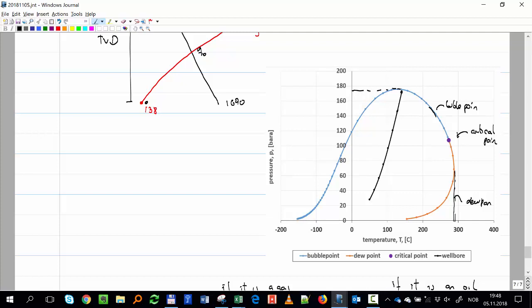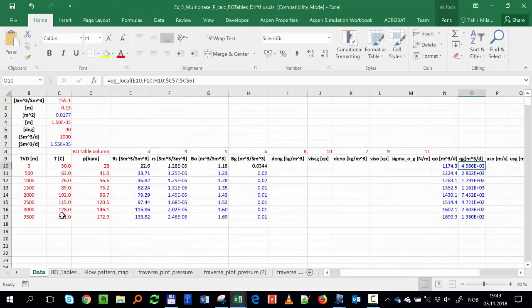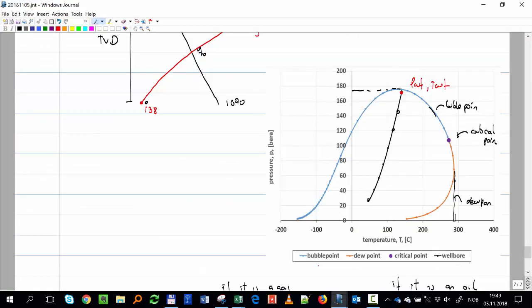Now, if this is the evolution of pressure and temperature along the wellbore, what is bottom hole pressure? It's not a trick question. The flow goes from high pressure to low pressure, so this should be the Pwf and Twf. If you don't believe it, just come here and check in the data. Bottom hole pressure is 172 and 141, so it's exactly there, 140 something and 172. And we move in this direction.